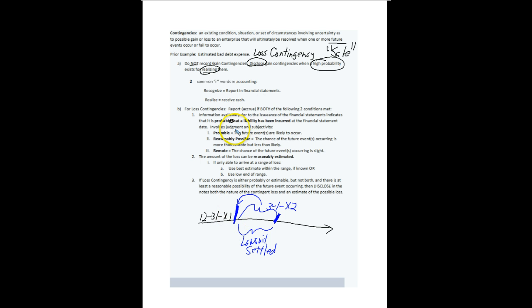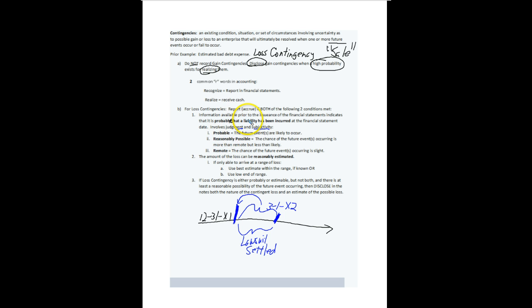Okay, so again, this involves judgment and it's subjective, right? So it's a really gray area in accounting because no two accountants might precisely agree on the criterion. But here are the guidelines that the FASB has given us.